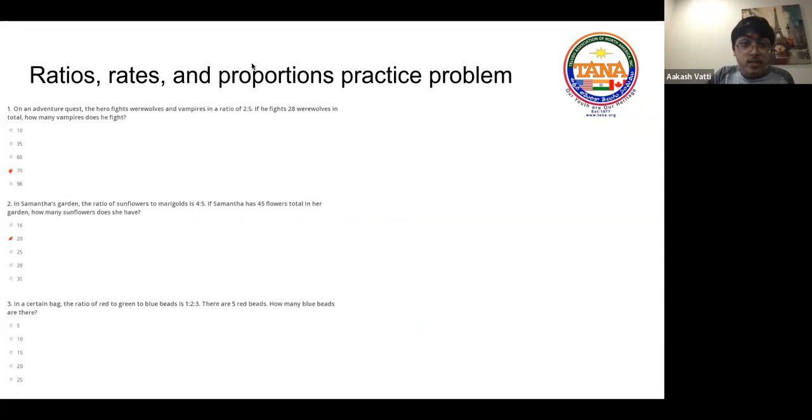For the final question, you know there's 5 red beads, and 5 red beads is 1 portion. So each portion is 5 beads, and you need to find the number of blue beads, of which there's 3 portions. So you know that there's 3 portions of blue beads, and each portion is worth 5. So there must be 15 blue beads because 5 times 3 is 15. And that is why our answer here would be 15. Do you guys have any questions?